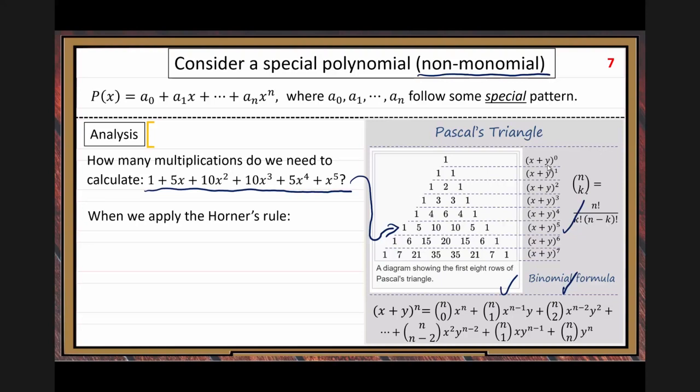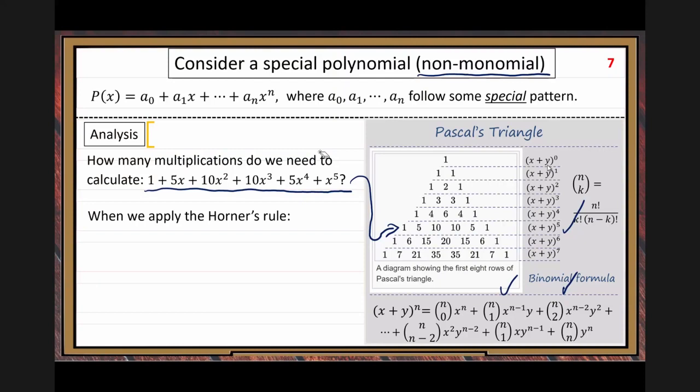If people cannot identify that it corresponds to one row of Pascal's triangle, they just use Horner's rule. If you use Horner's rule, how many multiplications do you need? Four, not five, because the leading coefficient is 1, so you can do one fewer. Not 5, it's 4. Horner's rule, pretty good, not bad.